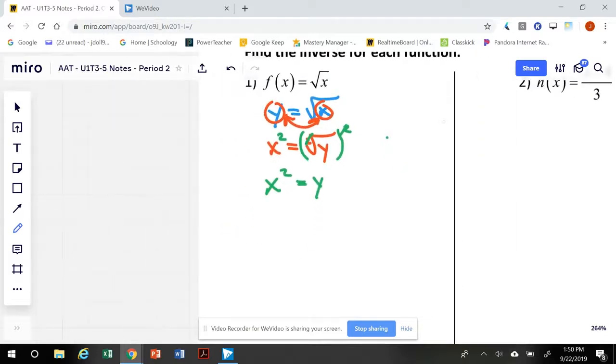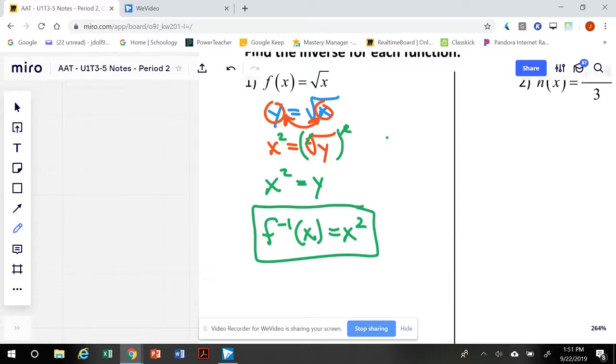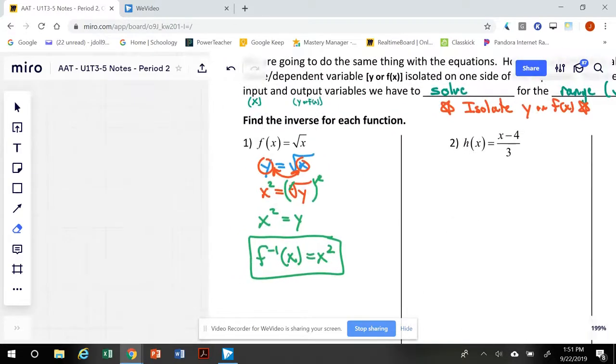Now, that is the inverse, but since it's written in function notation at the start, we want it written in function notation at the end, because in function notation, we can show clearly that it's the inverse of f of x, where if we just use y, it's pretty much impossible to denote that. So this would be the expected final answer for the inverse of f of x.